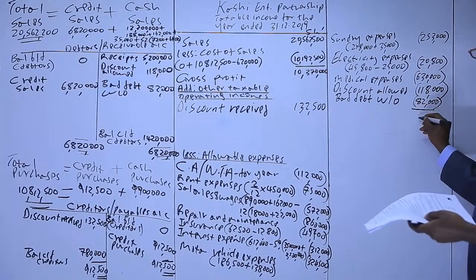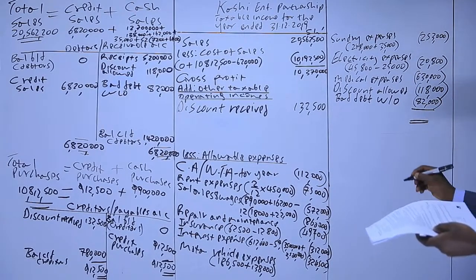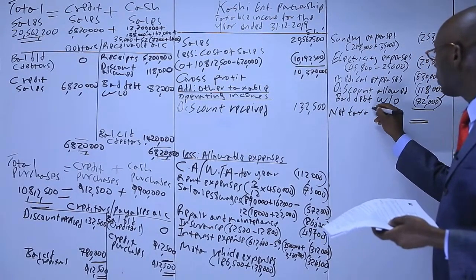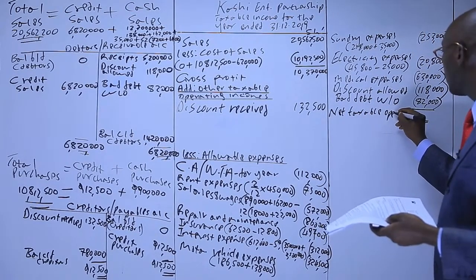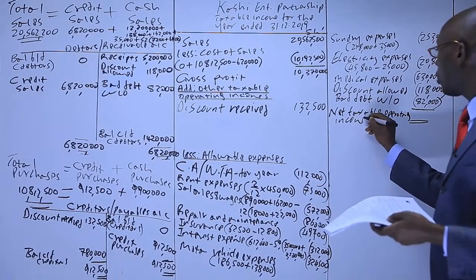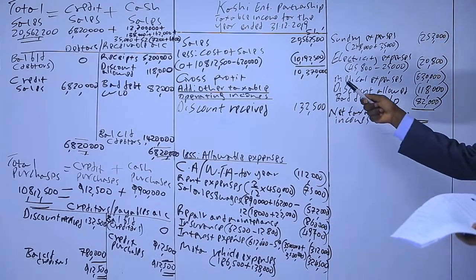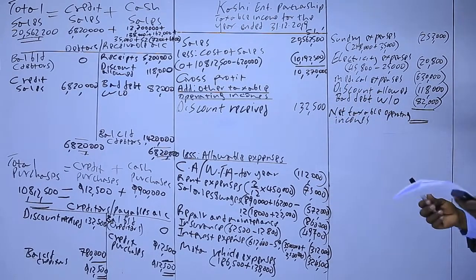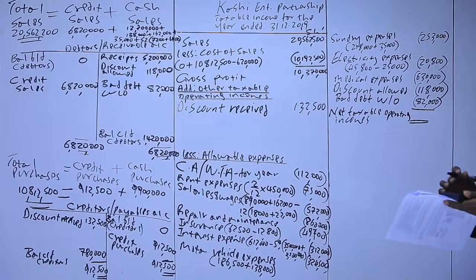What remains, and this being a partnership, it should end here, is to get the net taxable operating income. So how do you get the net taxable operating income? It is the gross profit plus discount received minus these expenses. So we do the computation.